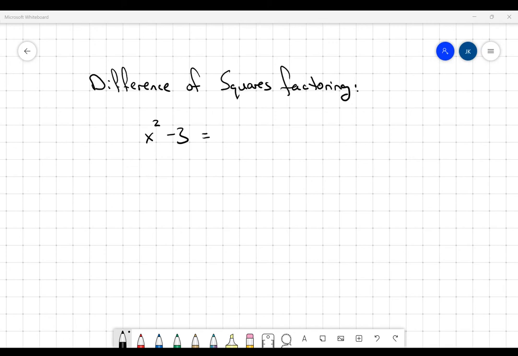All right, hi everybody. So in this video, we're going to take a look at another example of difference of squares factoring. In this case, when you take a look at this, I've got two terms. I've got a subtraction between. This certainly looks like a difference of squares here, but that second term isn't a perfect square.